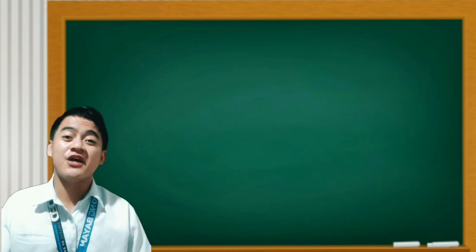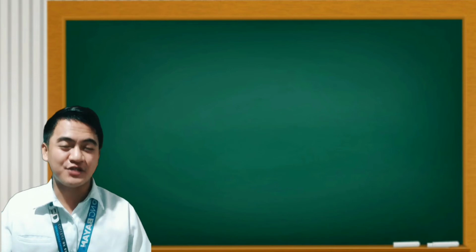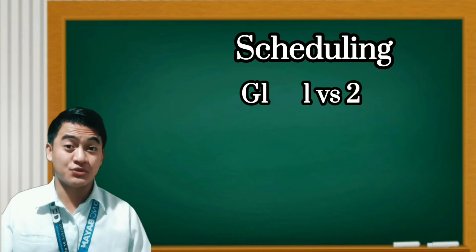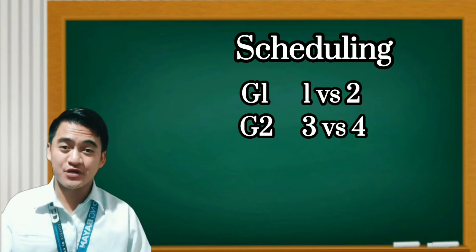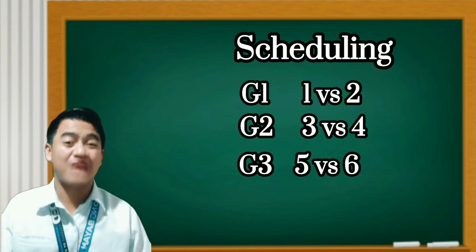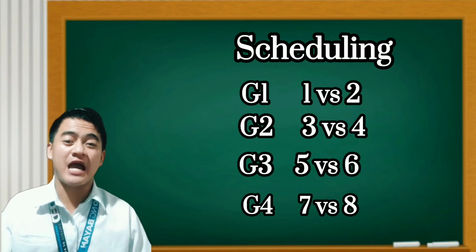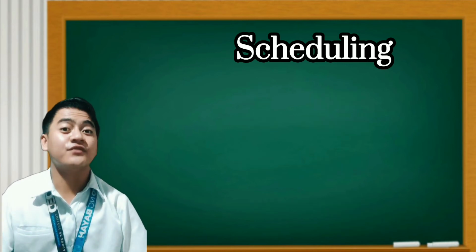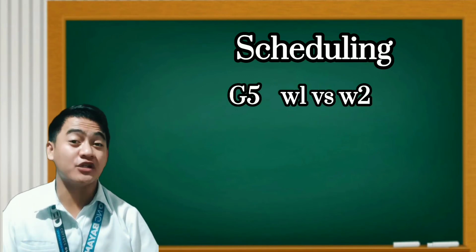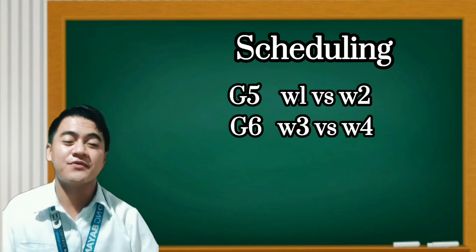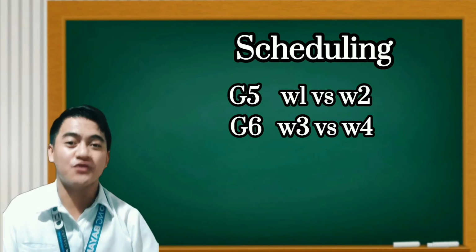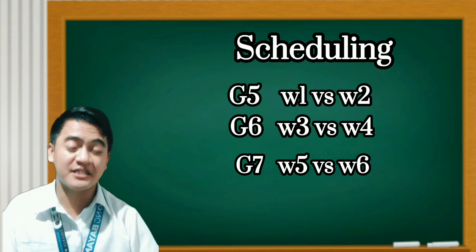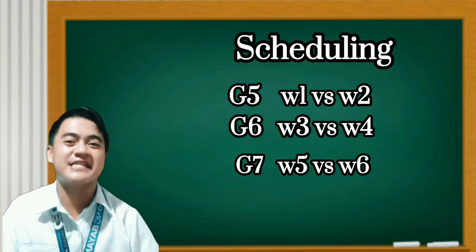So let's move on to the last procedure for the single elimination method, that is day scheduling. For game 1, we have 1 versus 2. For game 2, we have 3 versus 4. For game 3, we have 5 versus 6. And for game 4, we have 7 versus 8. For game 5, we have winner 1 and winner 2. For game 6, we have winner 3 versus winner 4. For game 7, we have winner 5 versus winner 6. And then the champion is declared after game 7.